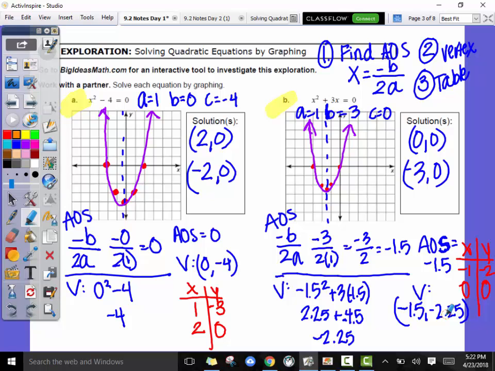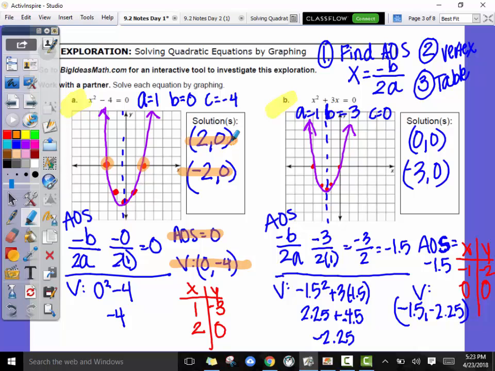Okay, taking a look at A. First of all, your axis of symmetry should have been 0, and your vertex was (0, negative 4). Make sure you had that. If you didn't, your parabola is going to be wrong, which then probably will lead you to the wrong x-intercepts, which is the wrong solution. So your solutions then ended up being (2, 0) and (negative 2, 0).